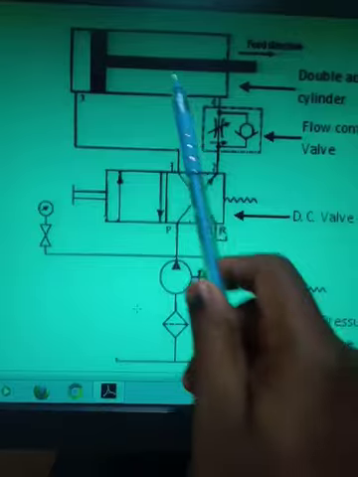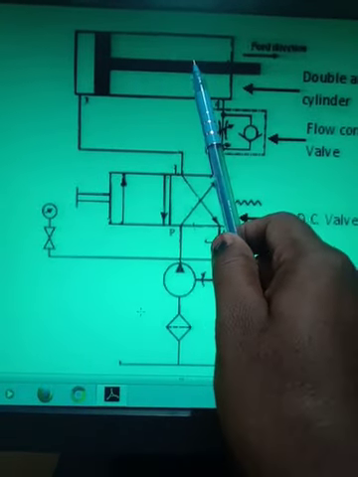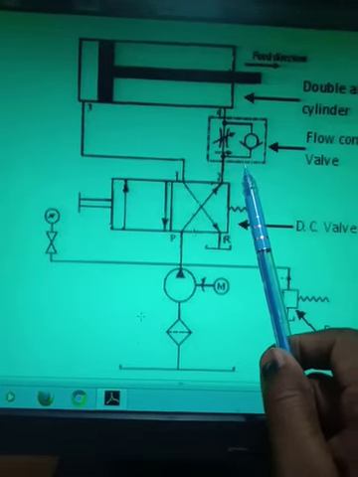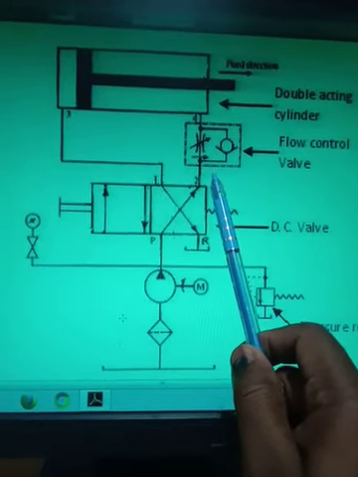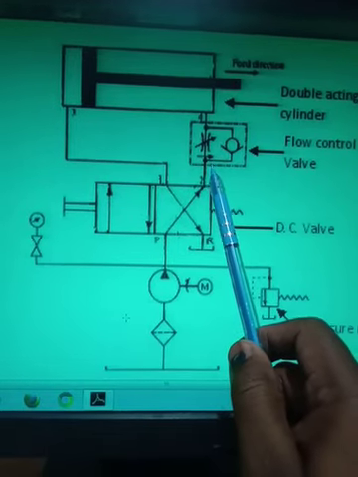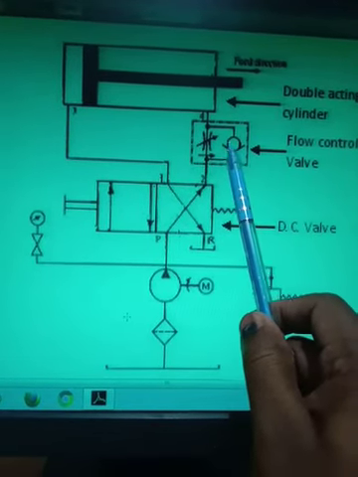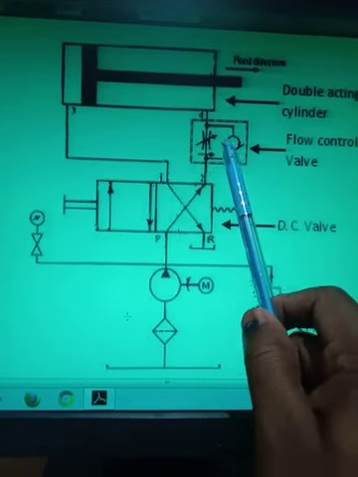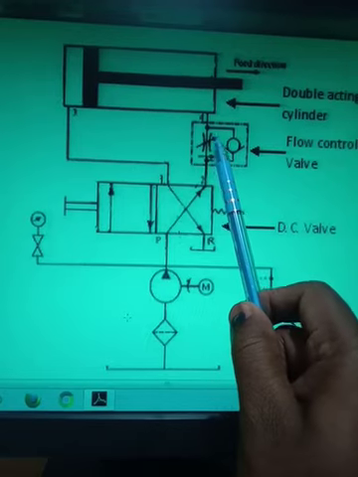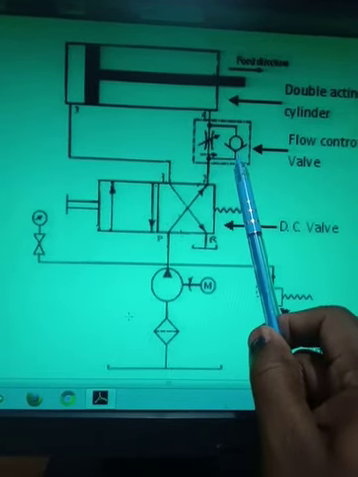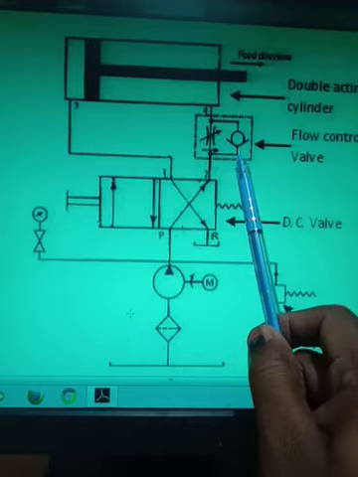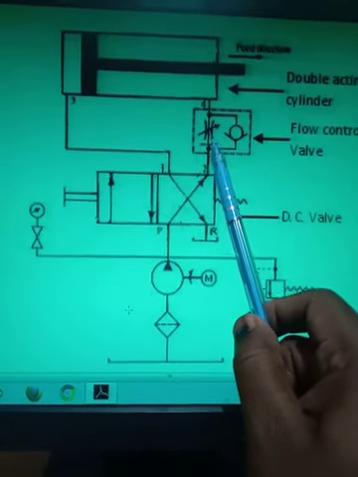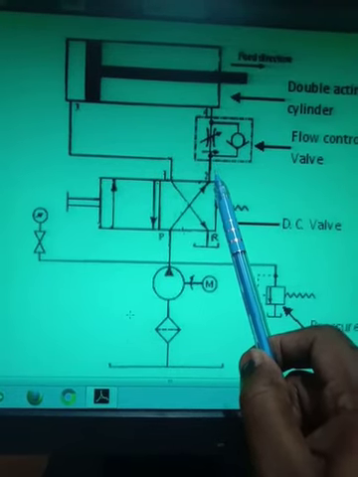But when the actuator is moving in the forward direction, what is happening here? You see here, at the outlet of the actuator, the flow control valve is provided, and this flow control valve has an integral check valve. This is the integral check valve. A check valve can be called a non-return valve, because if you see from here, when the oil comes in this direction, the oil will not go. So the oil will not come through this check valve. Only the oil will come through this part of the flow control valve, right?